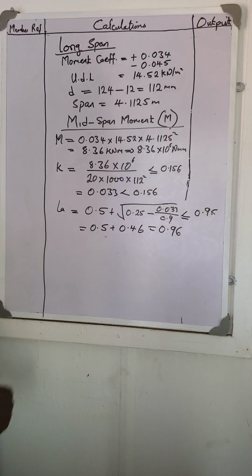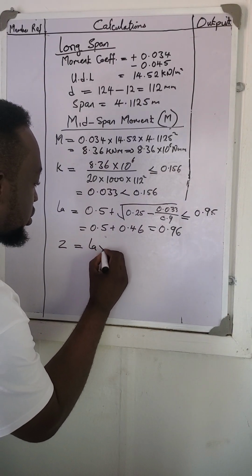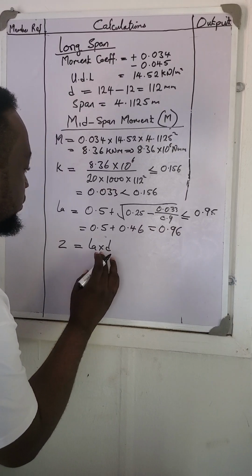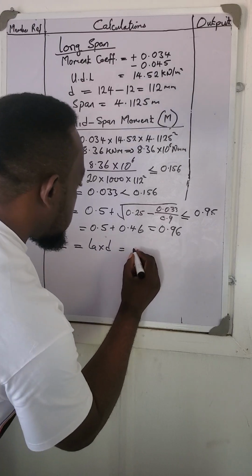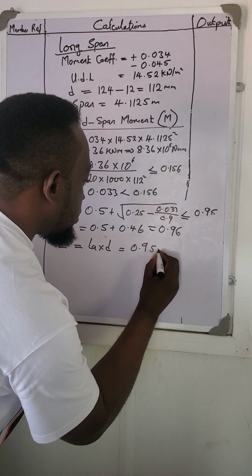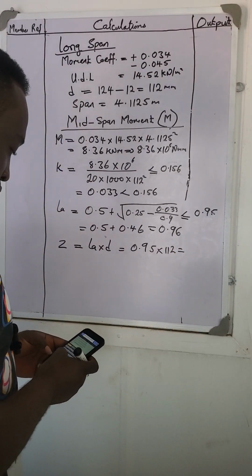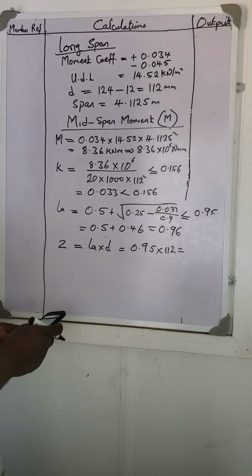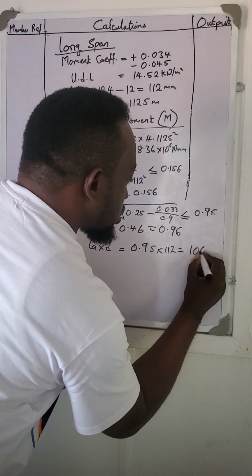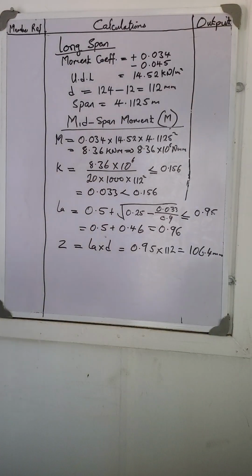So we now calculate for Z. Z is equal to LA multiplied by D. Our LA now is 0.95 multiplied by our D, 112. This will give me 106.4 millimeters.